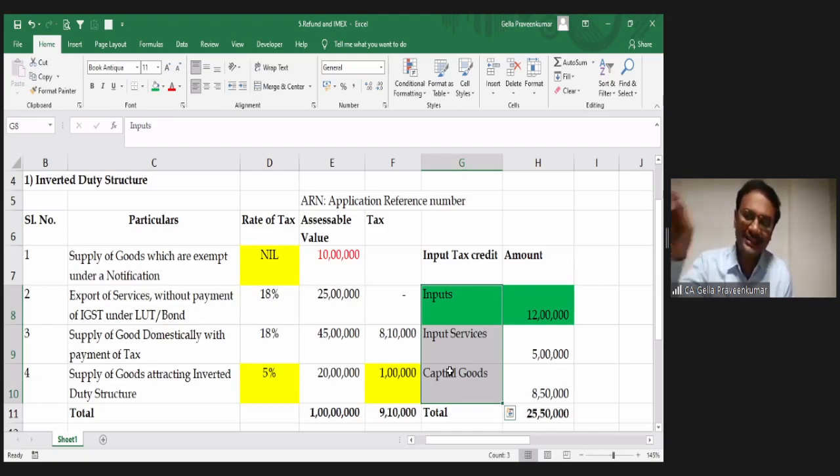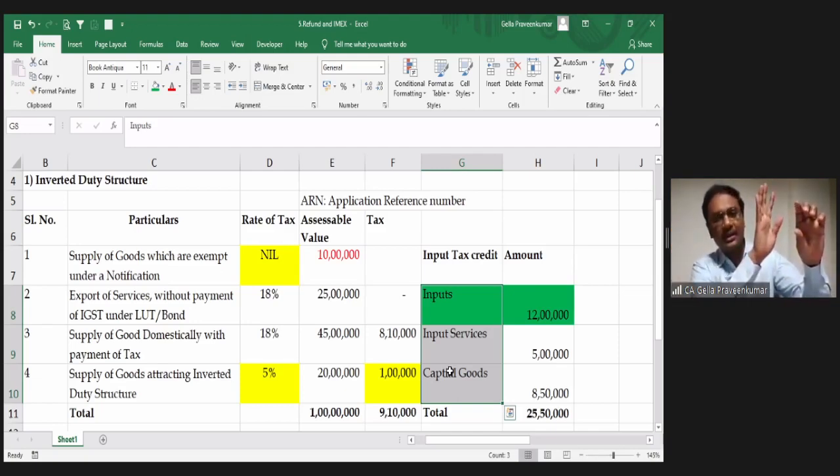I know that this category of raw material is used for product A, which is exempt. Now, the question comes: will I take input tax credit? The answer is a big no. Why should I not take it?